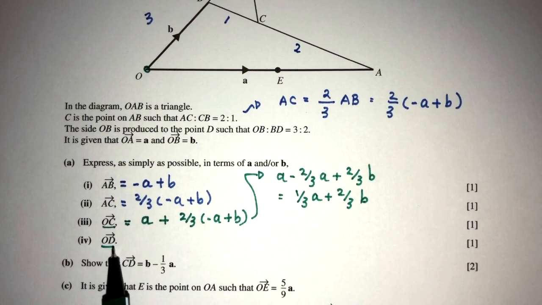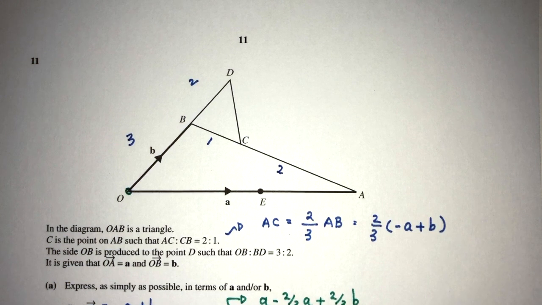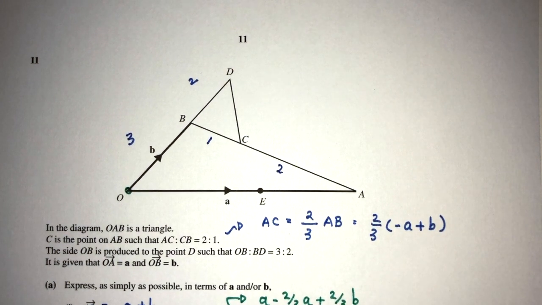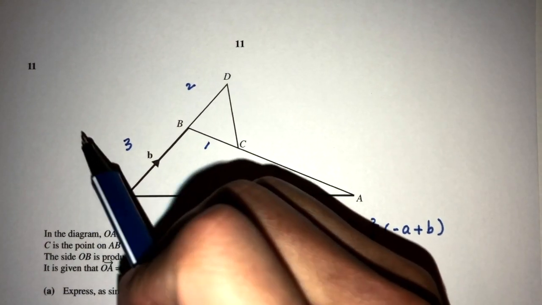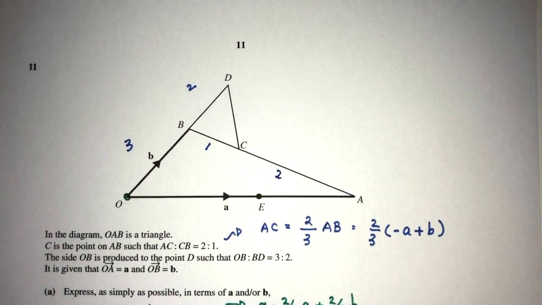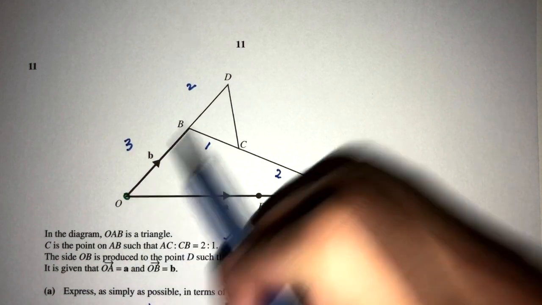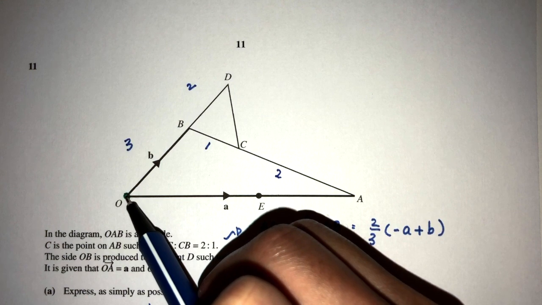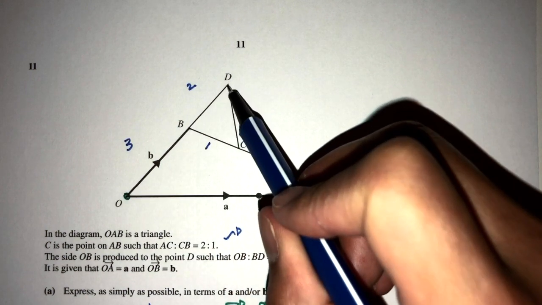Now for part D, for part 4, find OD. Now how would you find OD? So pretty simple. You use the ratio given to you. Let's see how we can do that. To find OD, we first have to go to OB and then from B go to D.